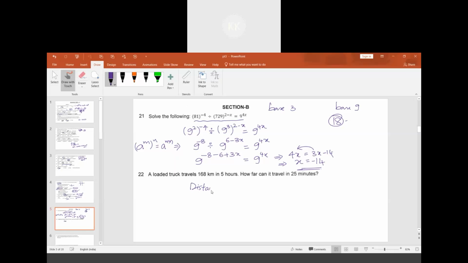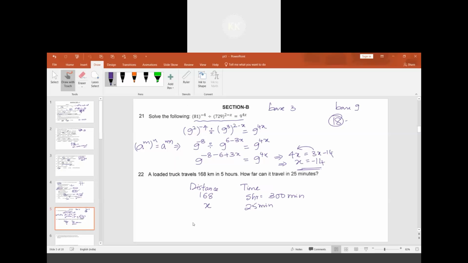Here the distance is 168 kilometers and the time is 5 hours, which is nothing but 5 times 60, 300 minutes. Distance has to be calculated. Let me take this as x, and the time given is 25 minutes.